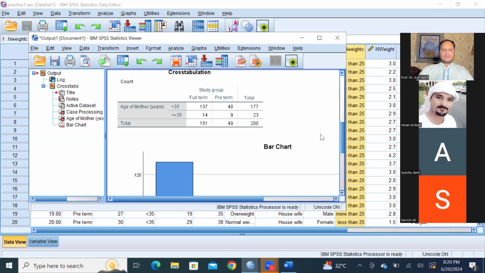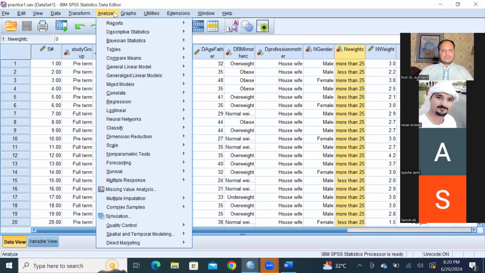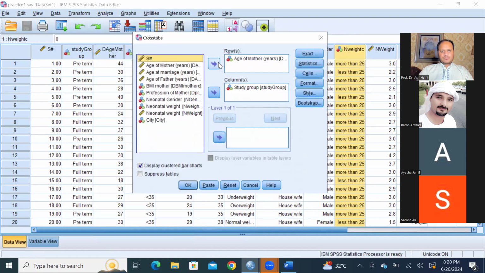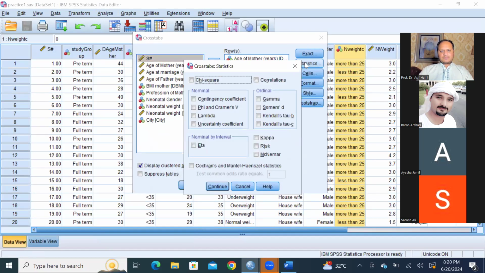It's fine. Okay. Now let's apply the chi-square test on this table. Again, go to analyze, descriptive statistics, crosstab, statistics. You can apply chi-square here.